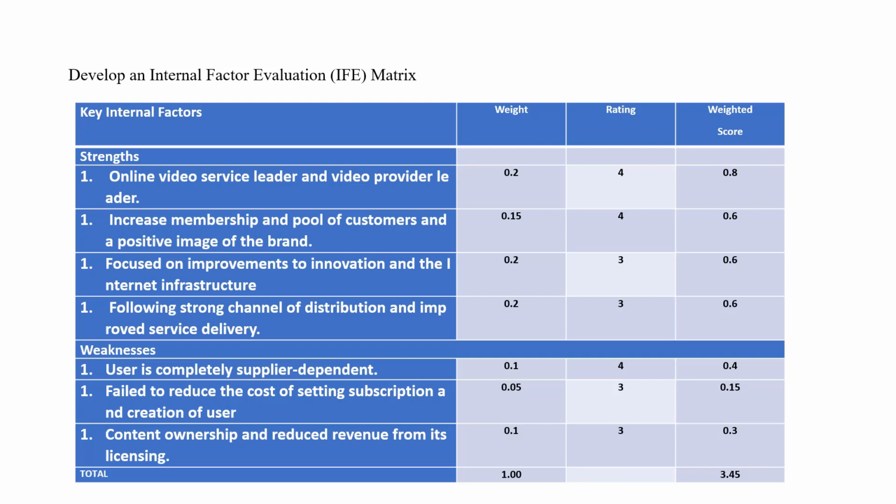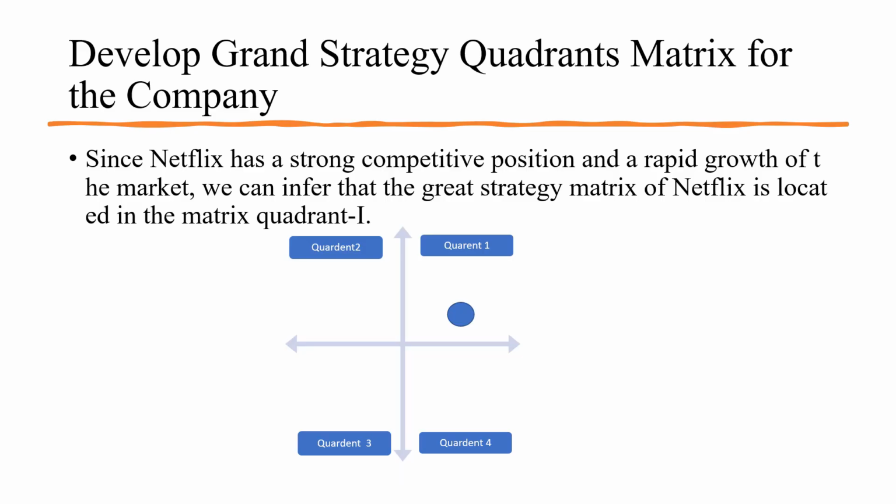Now we have the weaknesses. User is completely supplier dependent. Failed to reduce the cost of setting, subscription, and creation of user content, ownership, and reduced revenue from its licensing. And we have considered weights and ratings, and after that we have gotten the weighted score for each factor.